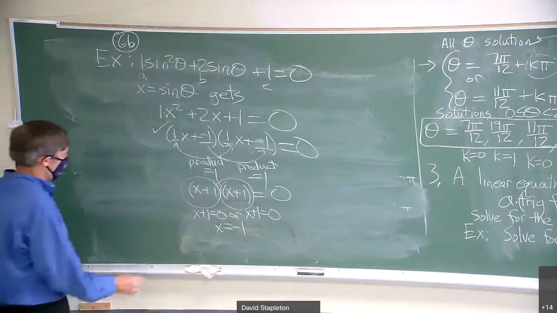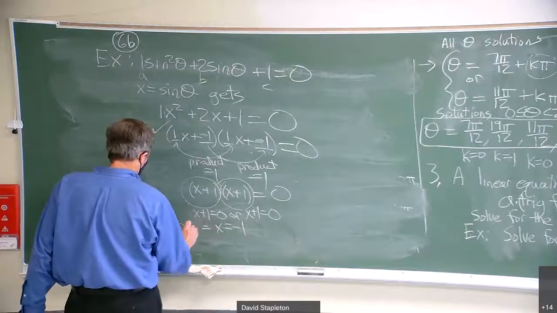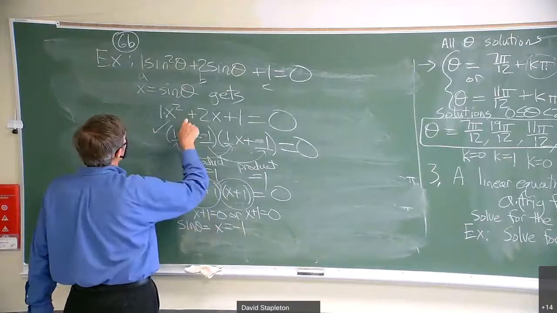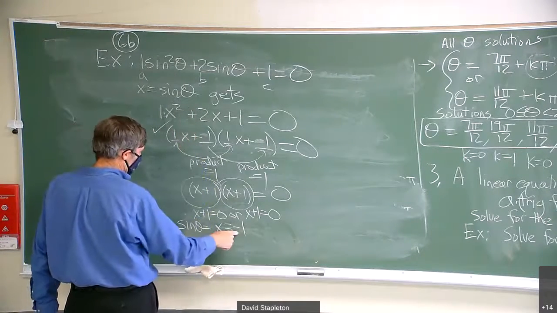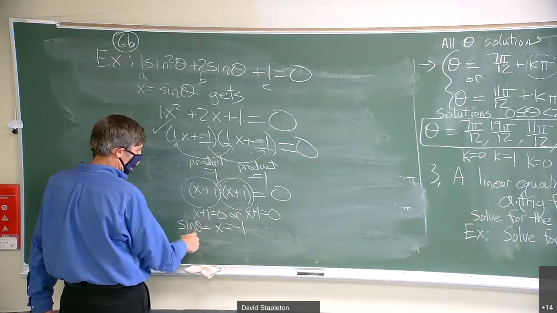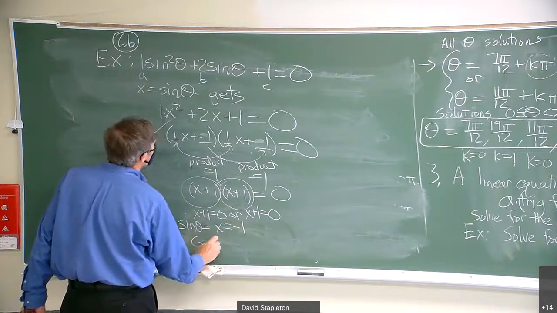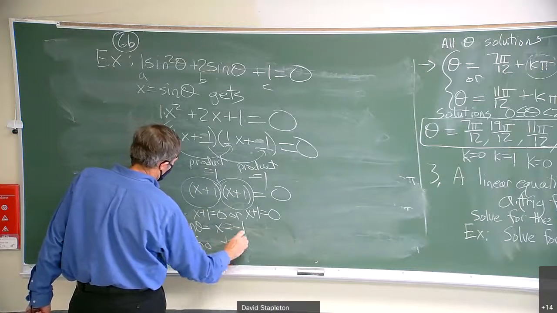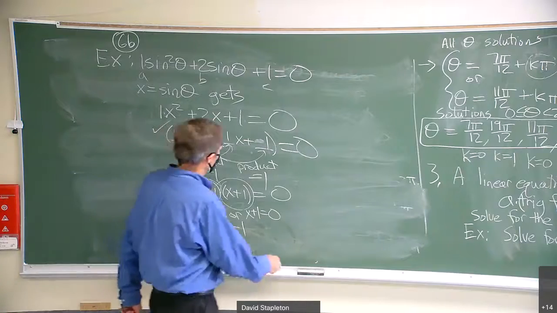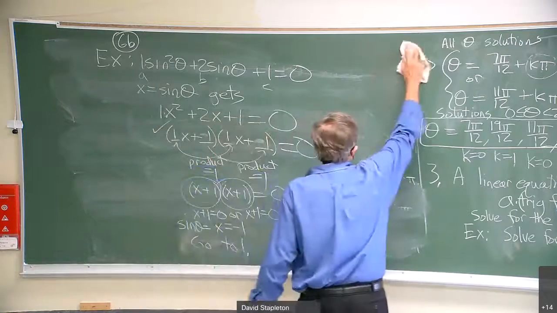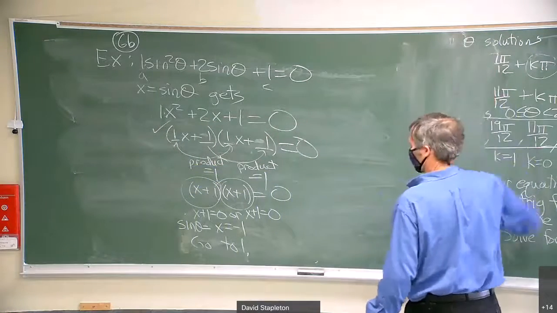Ah, there we go, because x is sine theta. So this equation here is equivalent to sine theta equals negative 1. Trig function equals a number. Now I go to step 1. In step one, solving trig function equal to number, I just draw the unit circle.